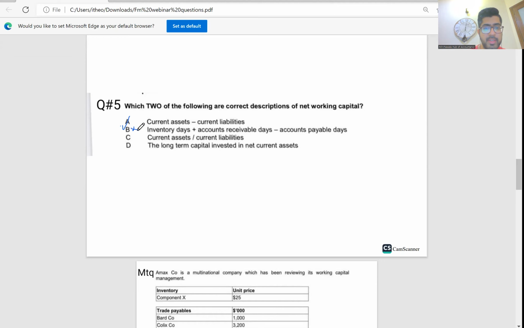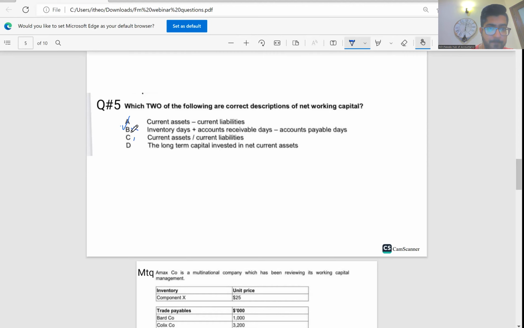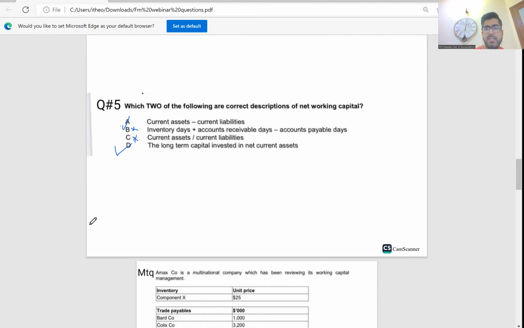This is the formula of working capital cycle or cash operating cycle. Inventory days plus receivable days less payable days is the working capital cycle, not working capital. Current assets over current liabilities is also not working capital, because this is the formula of current ratio. The long-term capital invested in net current assets, this is the only thing left. Yes, it's the capital invested in day-to-day operations. That's net current assets. Okay, so A and D are correct.